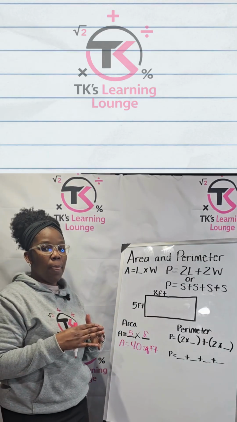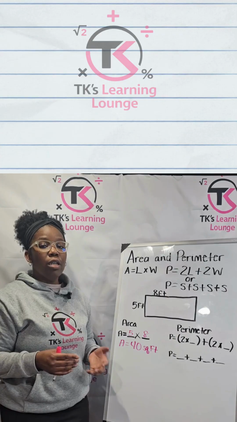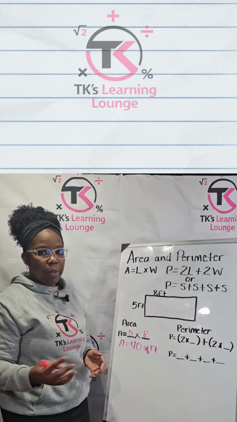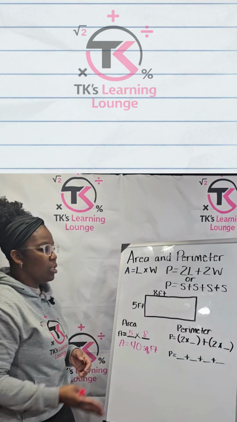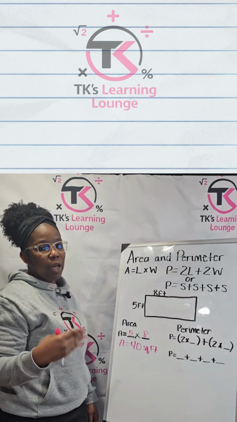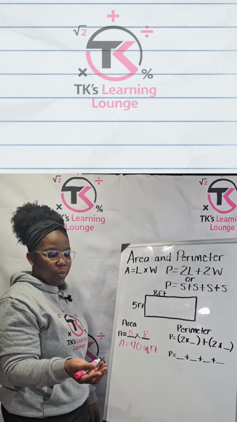Now we're going to talk about perimeter. Now, let's say you have a backyard and you want to add fencing to that backyard. You would need to know the distance around that particular shape or space. So there's two ways you can do this. The first way is perimeter equals 2 times the length plus 2 times the width. Now this works for rectangles because we know the opposite sides are going to be equal to each other.